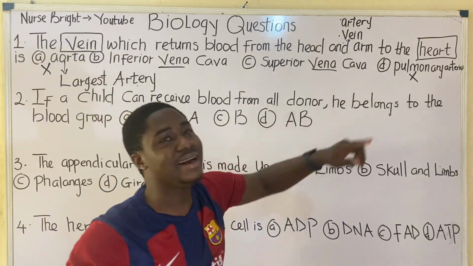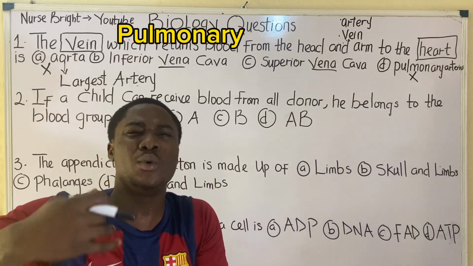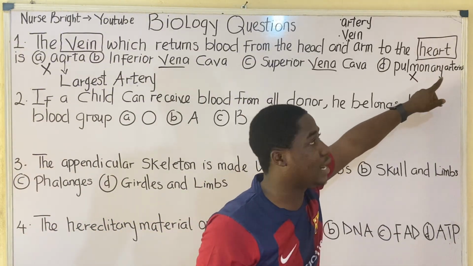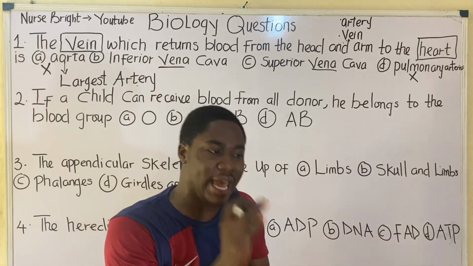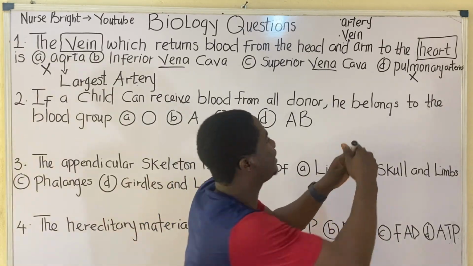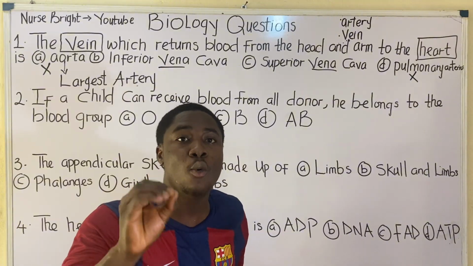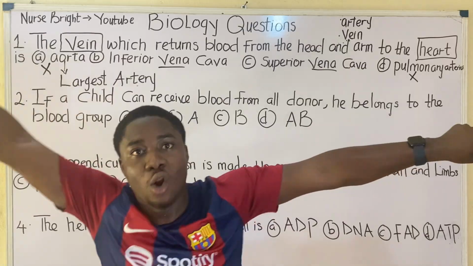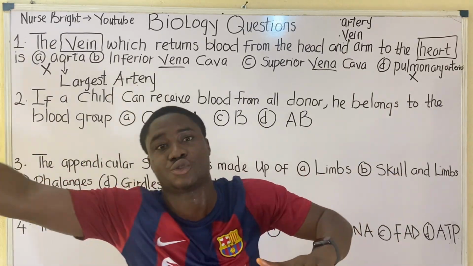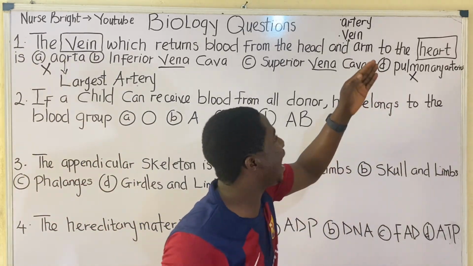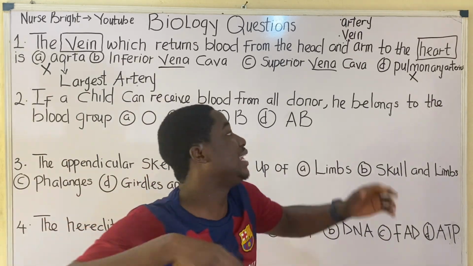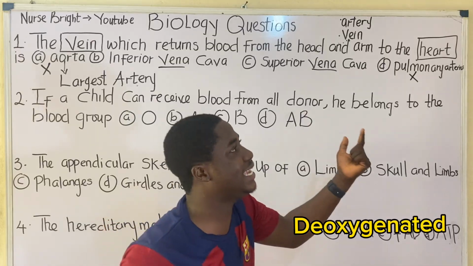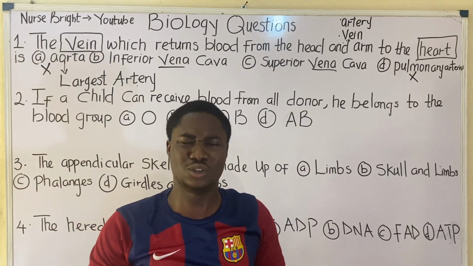Re-oxygenation. Now for pulmonary arteries, the word pulmonary has to do with the lungs. Whenever you hear the term pulmonary, it has to do with what? The lungs. Are you getting me now? You already know that arteries take blood away from the heart. So pulmonary arteries are arteries that take blood away from the heart to the lungs. Do you understand? That's what pulmonary artery means. The blood they take is deoxygenated blood, to the lungs for oxygenation. Do you understand what I'm saying?